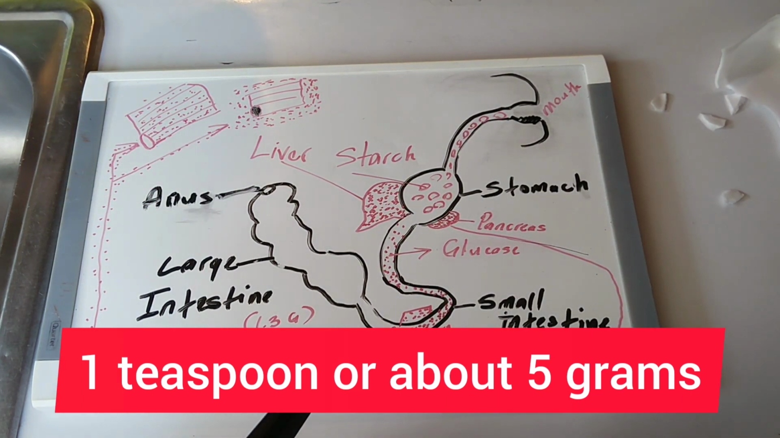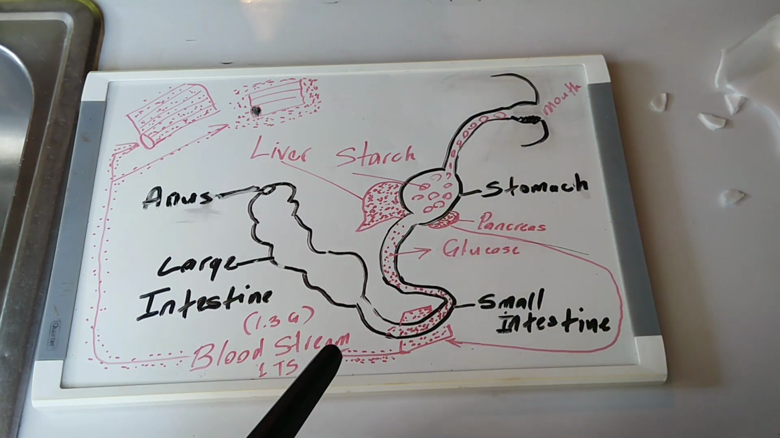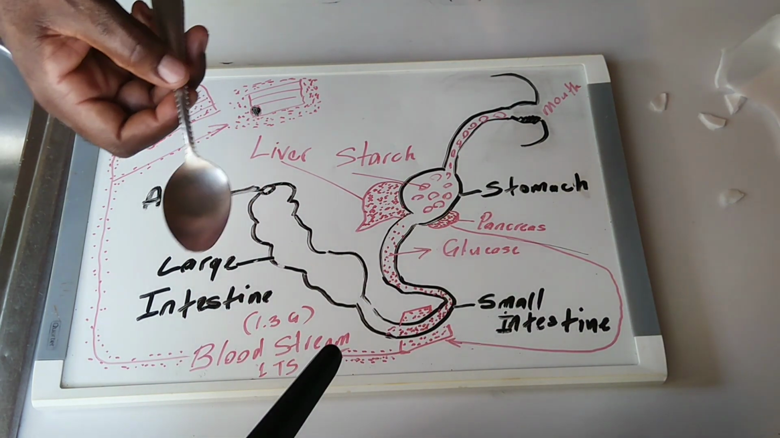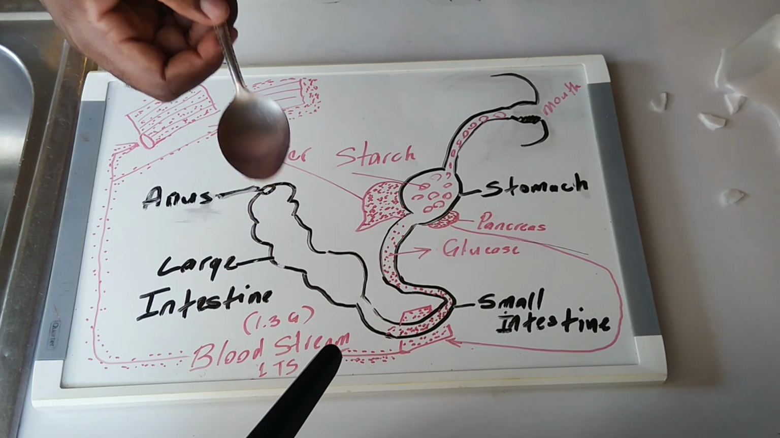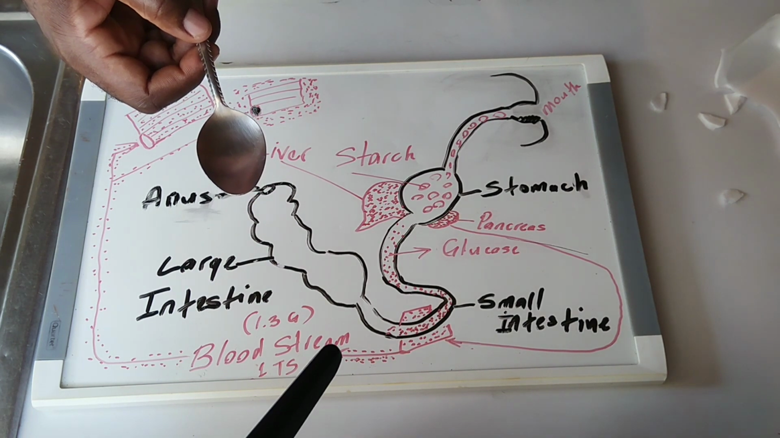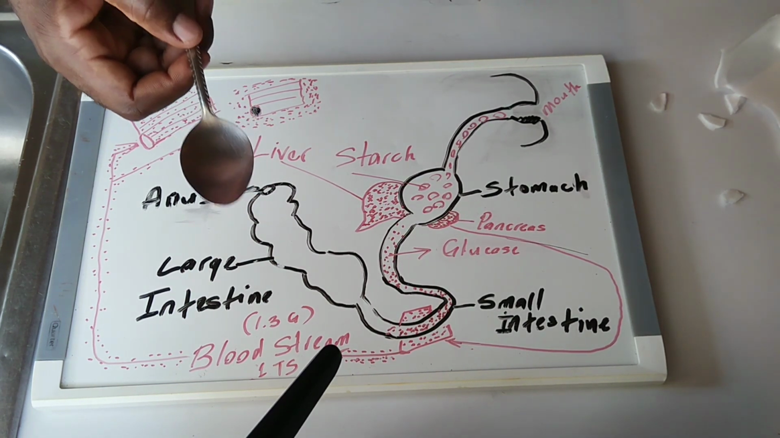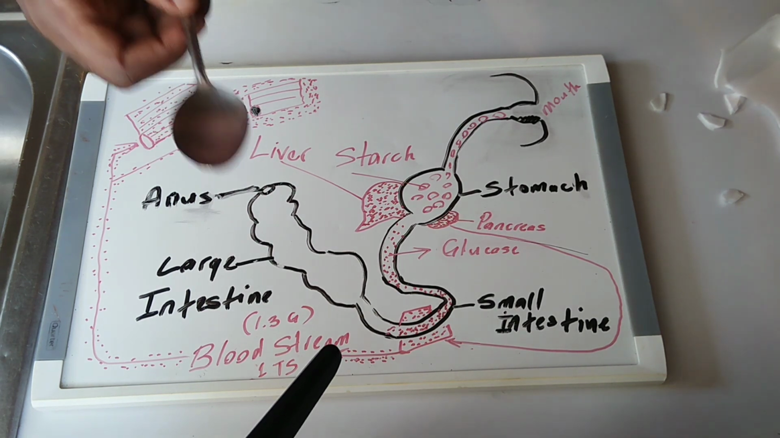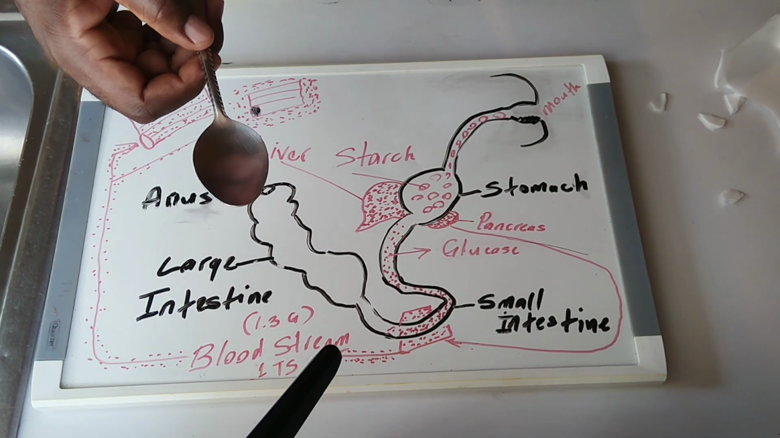I'll show you a teaspoon. A teaspoon is a little bit like this, maybe a little smaller. It's only 1 teaspoon of sugar in all of that blood. 1 teaspoon of sugar in all of that blood. And that sugar is in the form of glucose.